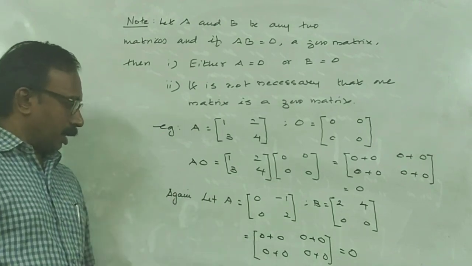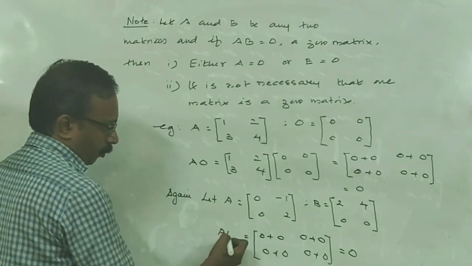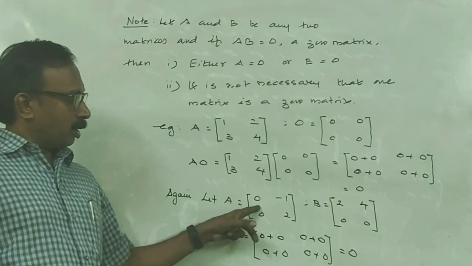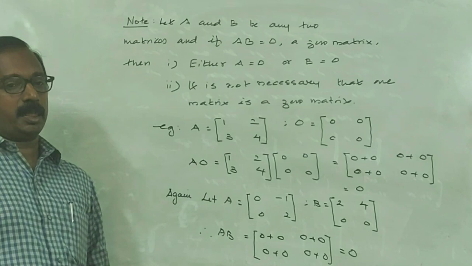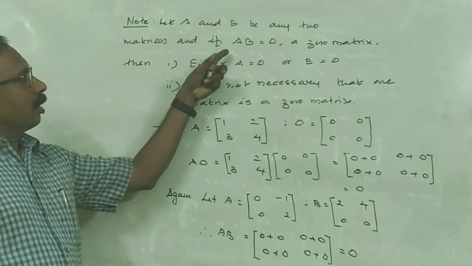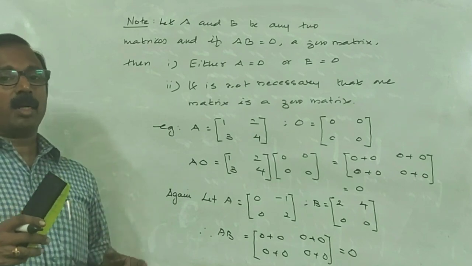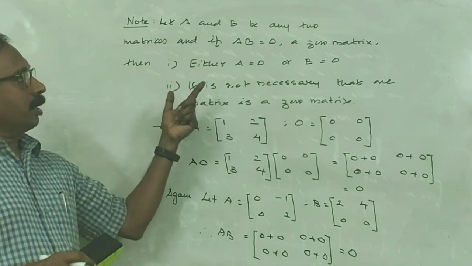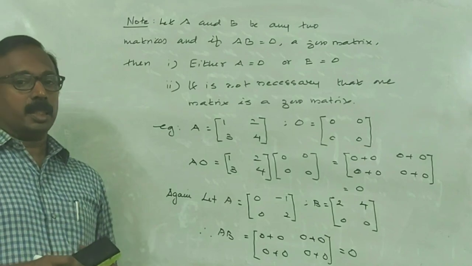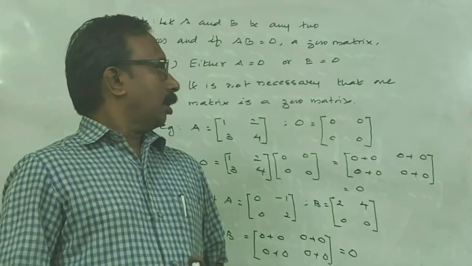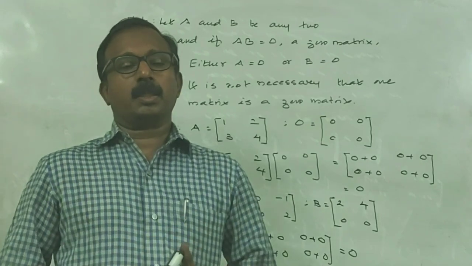Here AB is equal to 0. But A is a non-zero matrix, and B is also a non-zero matrix. That is, if the product of two matrices is equal to 0, it does not imply that either A is equal to 0 or B is equal to 0. In this exercise 3.3, we have this many questions. You should practice the exercise well. Okay.